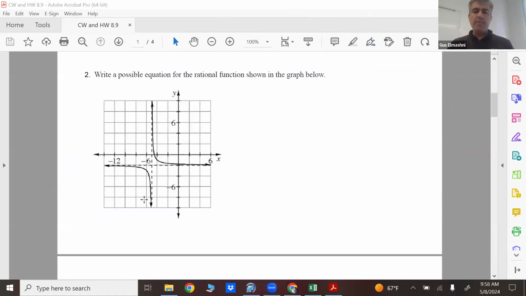All right. Next up, write a possible equation. Ooh, I love this question. This is actually one of my favorite questions. This could be a test question. If not, a final exam question. Love this question.